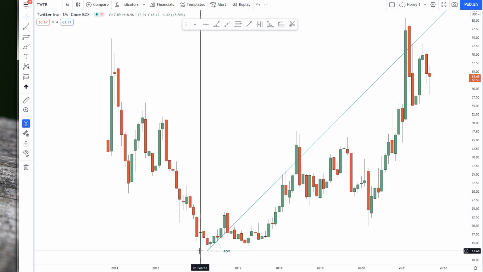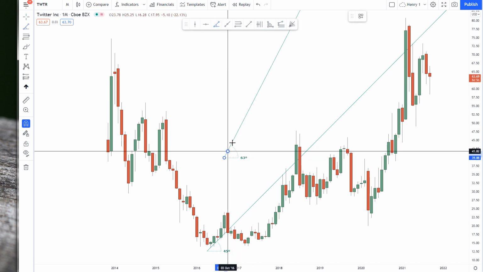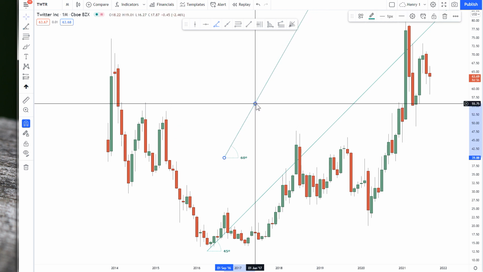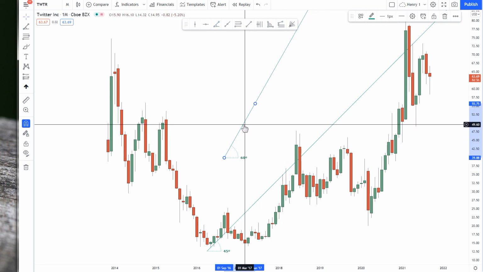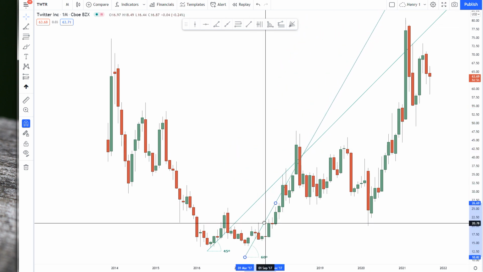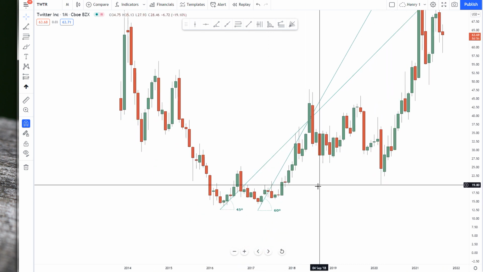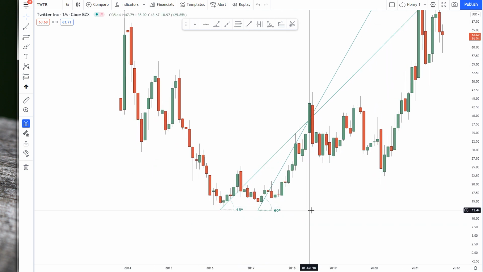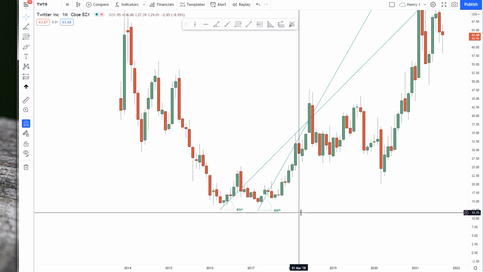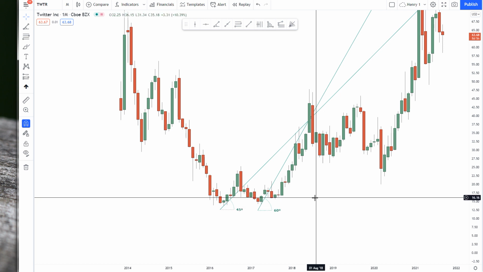Now that I have my first angle drawn on the first bottom, I'm going to draw a second angle at 60 degrees and I'm going to place that on the second bottom right here. And I'm just going to do the same thing like I did. Instead of putting the very beginning of the angle right here on the bottom, I'm going to put it a little bit below the bottom. And I'm going to do that so that I can get a more precise, accurate placement of the particular angle that I'm using.